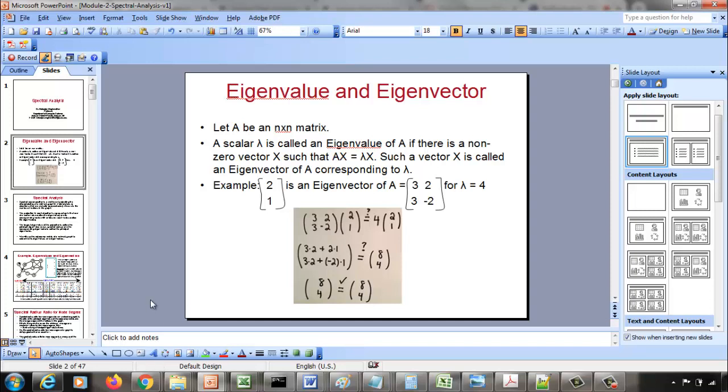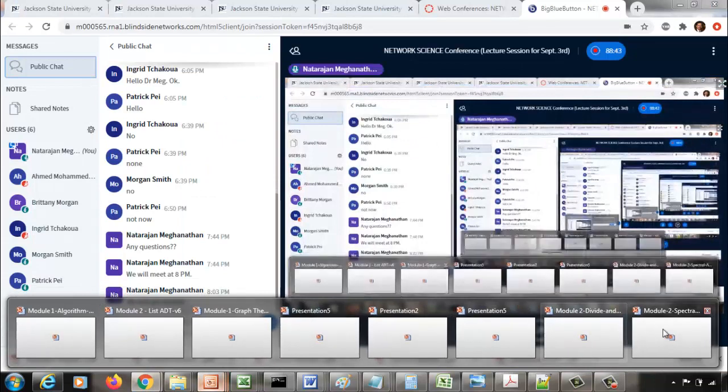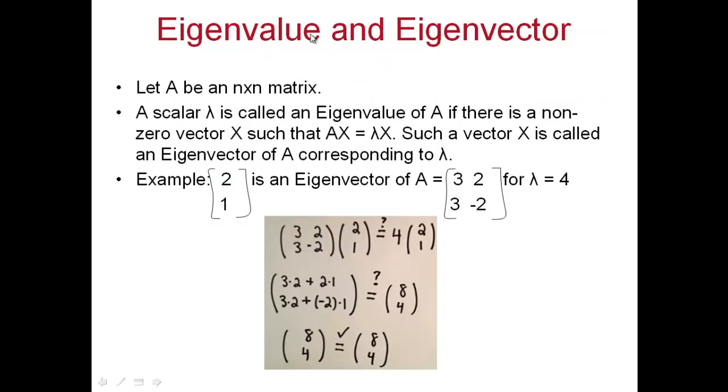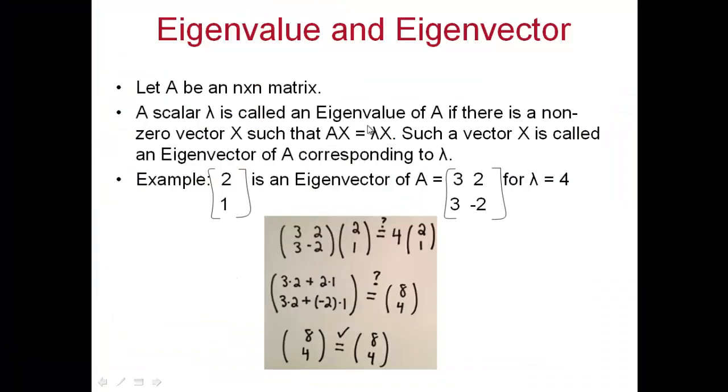Okay, so let us do this. Alright, so before we really do what is called the spectral analysis, let me just introduce what eigenvalue and eigenvector mean. Consider a square matrix, an n by n matrix. Something like 3 2 3 negative 2, this is a 2 by 2 square matrix. Let us call that matrix A. Now for this square matrix, if we can come up with what is called a scalar value, scalar means some number, it could be an integer or a real number, some single value.